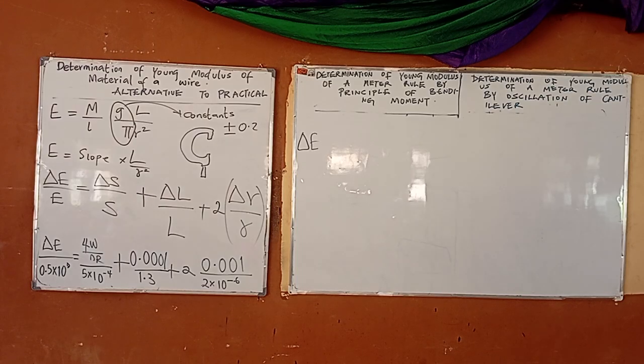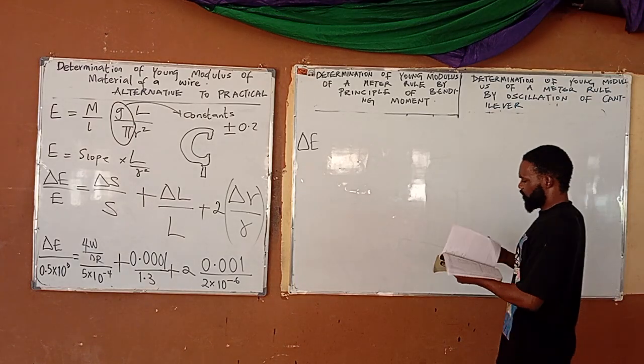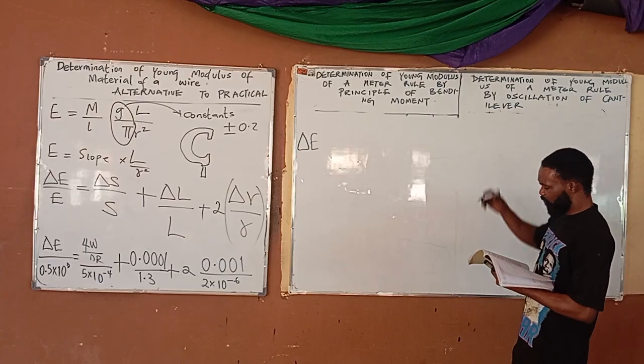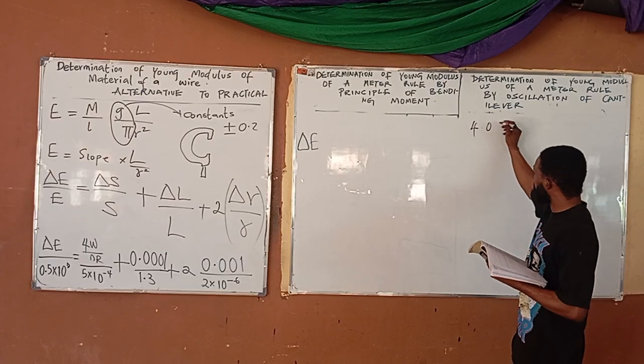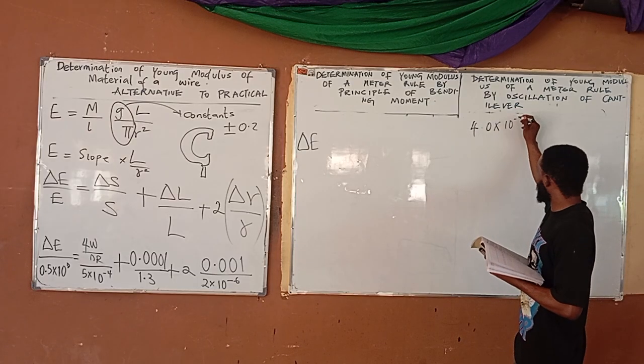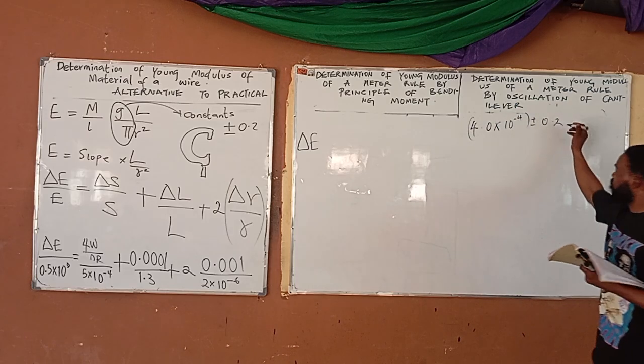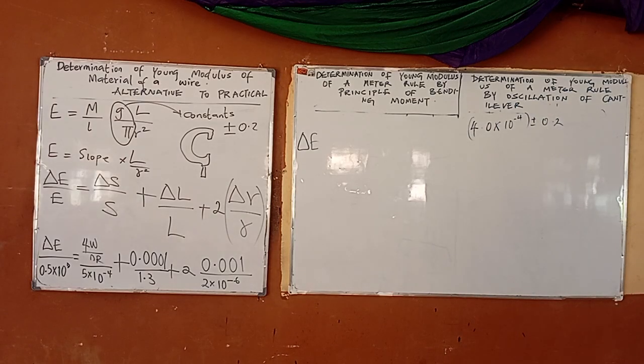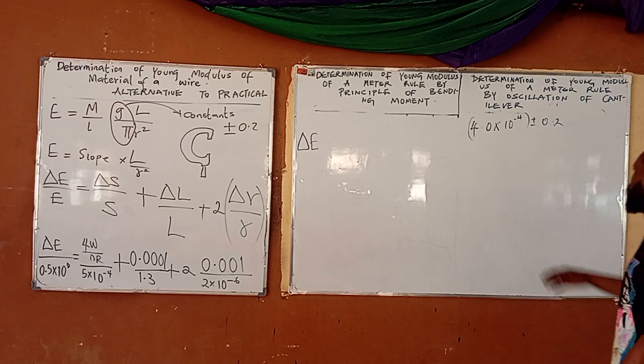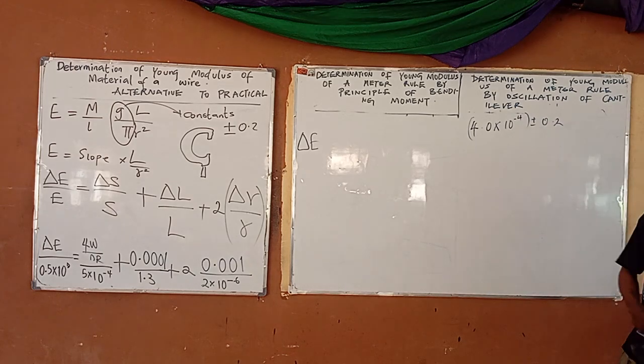So when you are doing your own, you do it, but see what I'm doing here. With the knowledge I have, what I'm doing is 4.0 times 10 raised to the power minus 4 plus or minus 0.2. I've never seen where you are having increments, decrements, and you are having it times 10 raised to the power whatever. So this is what I'm doing.